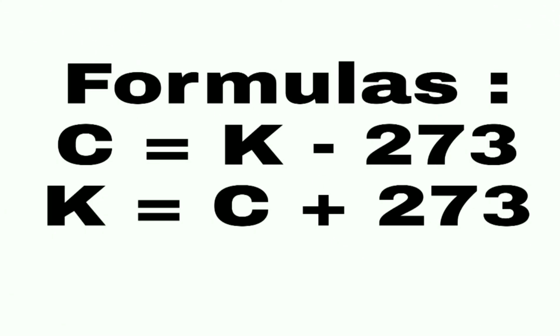Today we are doing chapter 1 Matter in Our Surroundings, class 9, and the in-text questions. Question number 1: convert the following temperatures to Celsius scale. We have to convert the temperature to Celsius scale. For solving such type of questions, we have to remember the following formulas.